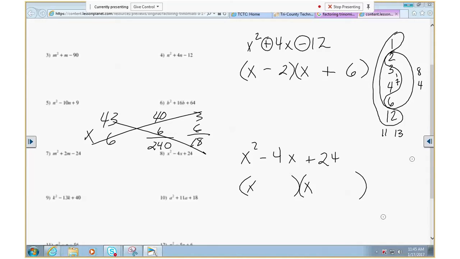All right, 1 and 24. 2, 12. 3, 8. 4, 6. 5, 6. 1 and 24 will give us a 25 or a what? 25 or a 23. 12 and 2 will give us a what? A 10 or a what? 14. 3 and 8 will give us an 11 or a 5. 4 and 6 will give us a 2 or a what? 10. Which one do we need?